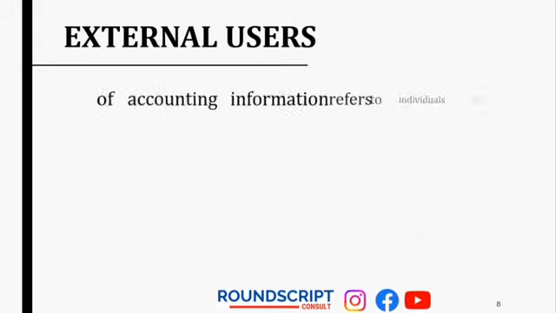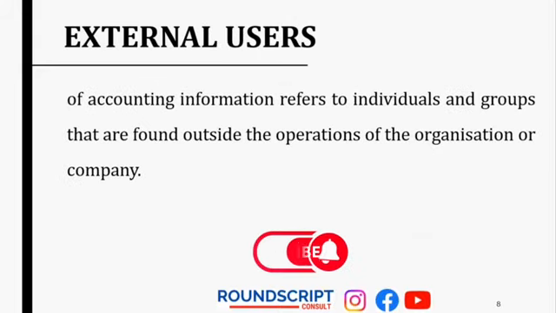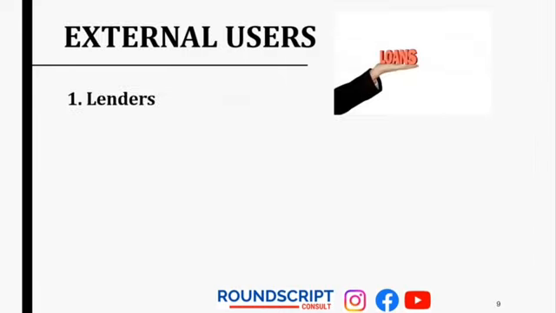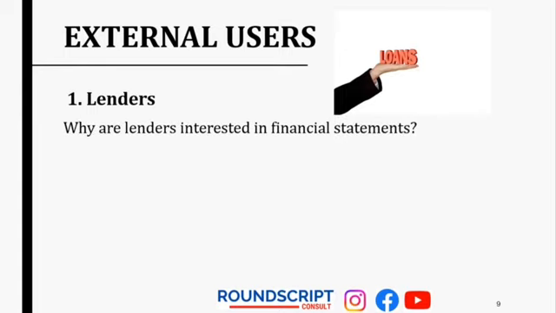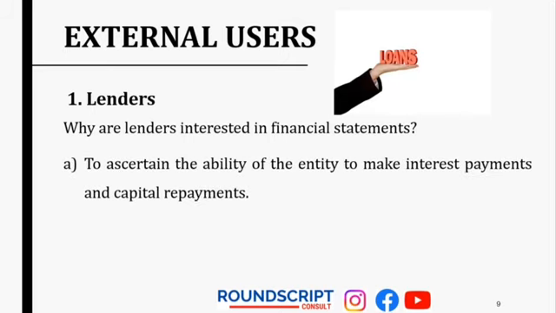All right, now let's go on and look at who external users of accounting information are. The external users of accounting information refers to the individuals or groups that are found outside the operations of the organization or the company, and they include lenders. Now, lenders of businesses require accounting information or make use of accounting information to ascertain the ability of the entity to make interest payments and capital repayments.